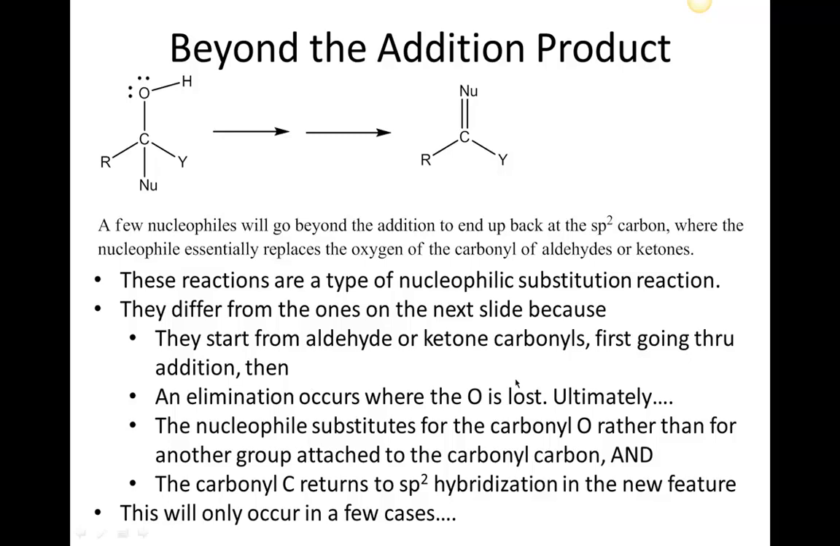And so this is a different result because essentially you're doing a kind of substitution, but you're doing it really through an addition followed by an elimination, and that's different than the ones that we're going to see on the next slide, which involve carboxylic acid derivatives. We'll see a few examples of this, and so you'll have to just learn for aldehydes and ketones which nucleophile families go this route on beyond the addition product and which ones just stop at the addition product.